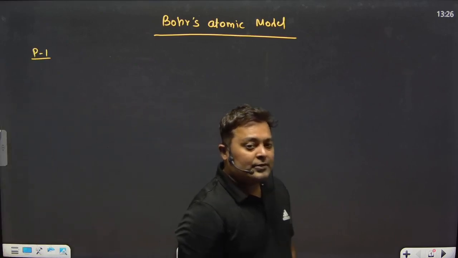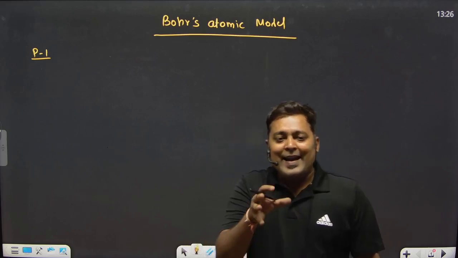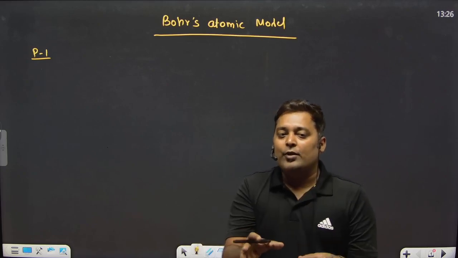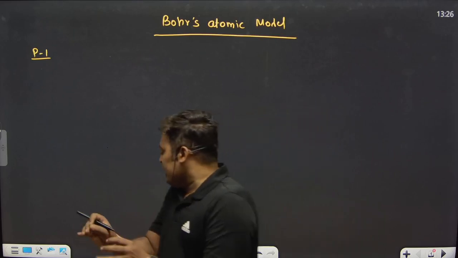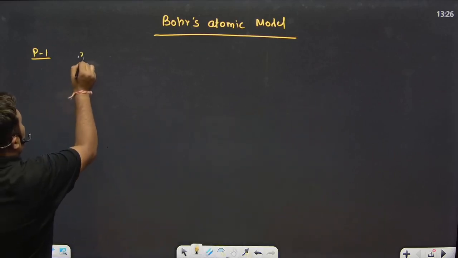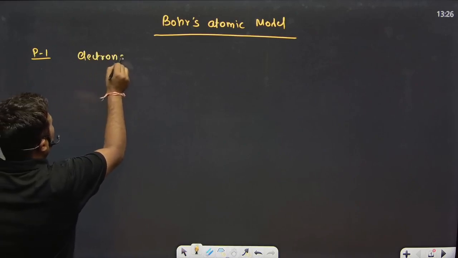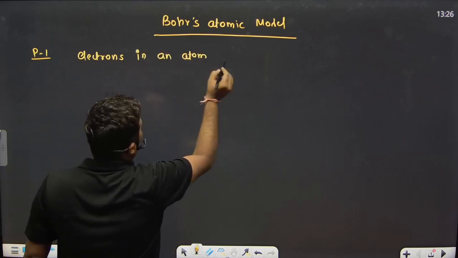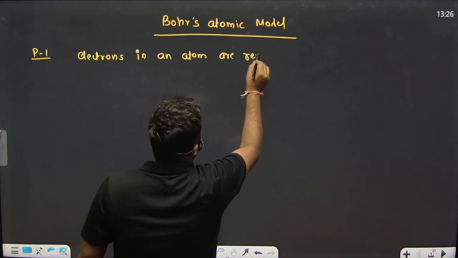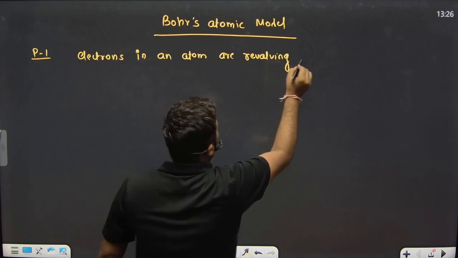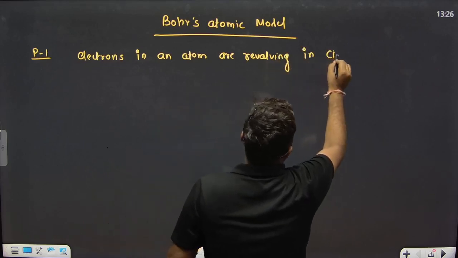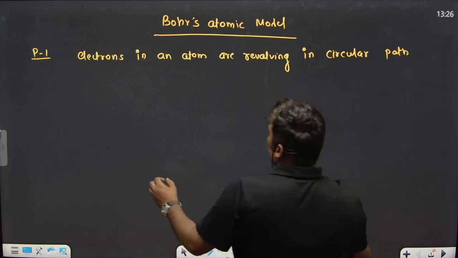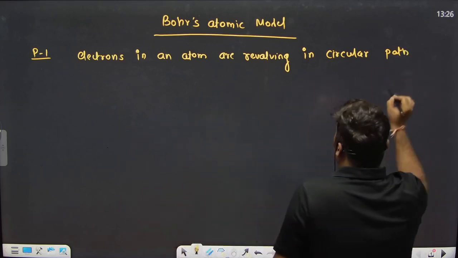According to Bohr, an electron in an atom is revolving in a circular path around the nucleus. What does it mean? Let me write it down. Electrons in an atom are revolving in a circular path around the nucleus.